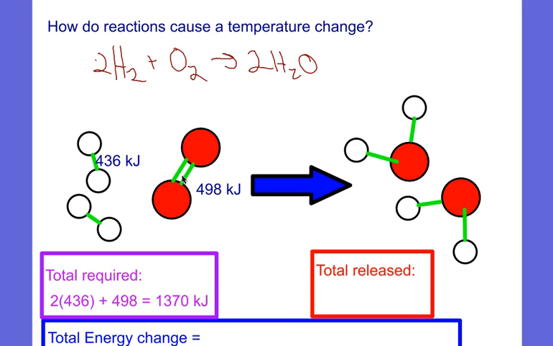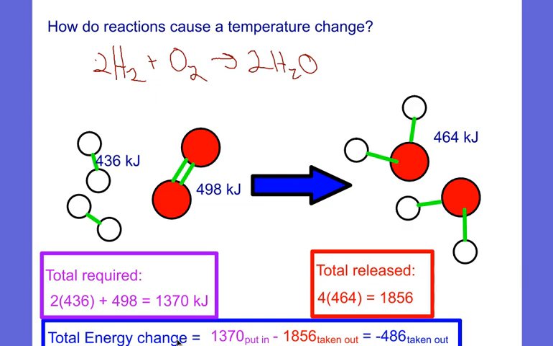Then when I make bonds, every single one of the bonds in these 2 water molecules will release 464 kilojoules as it's made. So the total amount released is 4 times 464 kilojoules, or 1,856. We call the amount of energy put in a requirement, something that's absorbed, and so I'm going to call that positive. Then I'm going to subtract what's taken out, or released. A release is a negative because it's going out into the system, just like when you're paying bills, it's a negative to you because that money is going out. And so it's a total of negative 486 kilojoules for this process.